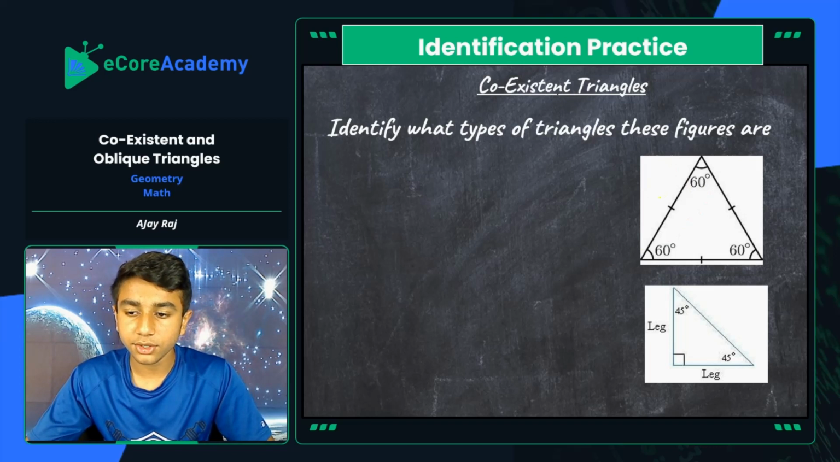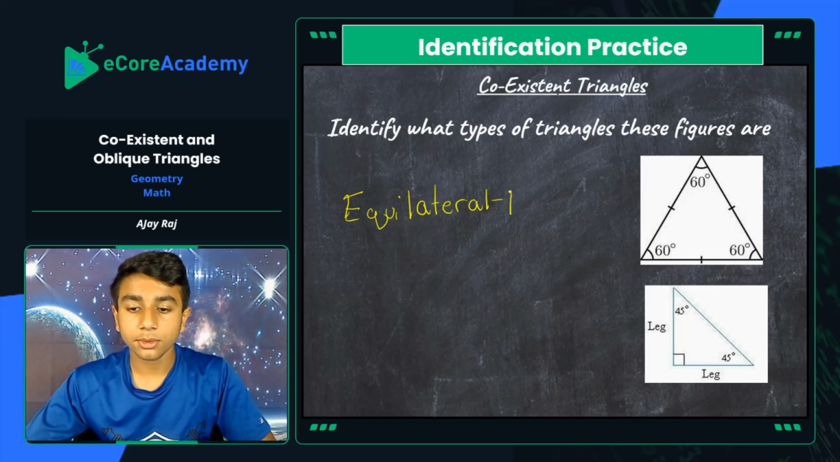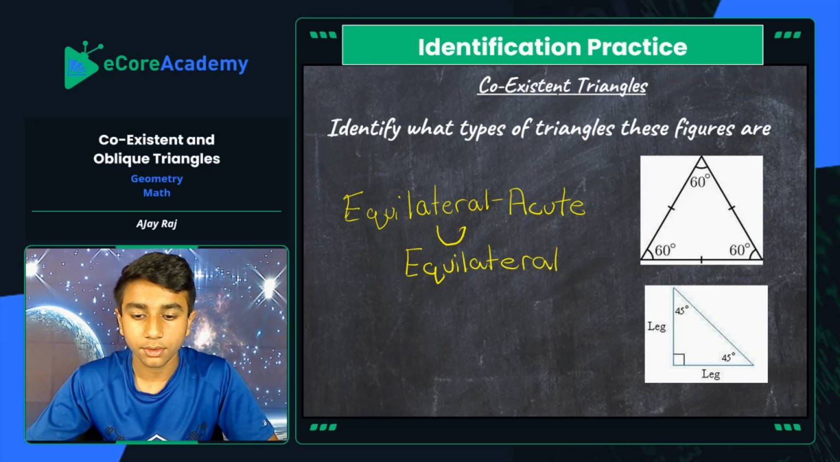So this triangle here, as you can see, has three congruent sides and three congruent angles, and it's an equilateral triangle because it has all congruent sides. We see that 60, 60, and 60 are all less than 90, so they're all acute angles, and we already know that equilateral triangles are always going to be acute, so this is an equilateral acute triangle. The thing about equilateral triangles is you don't necessarily need to identify it as acute. You can just identify it as equilateral because it's already assumed that it's going to be acute.